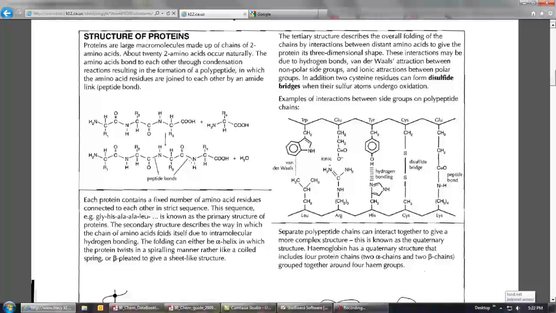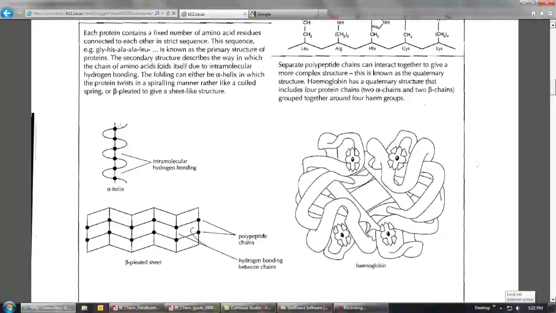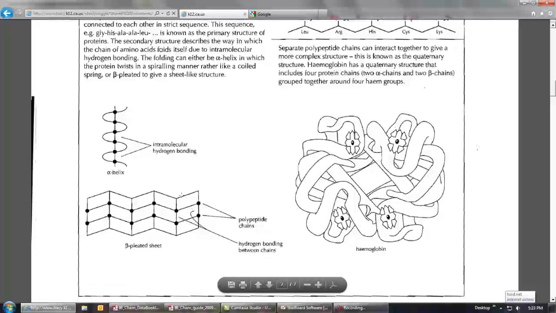The 2 most common ones are called alpha helix. This little curly string is the primary. These dots are supposed to represent side groups. They can interact and cause twisting. That's an alpha helix. This is called a beta sheet, sometimes called a beta pleated sheet. All you have to understand is that they are secondary structure. They come from side groups interacting, repelling and or attracting.